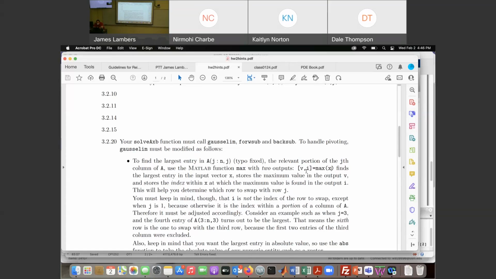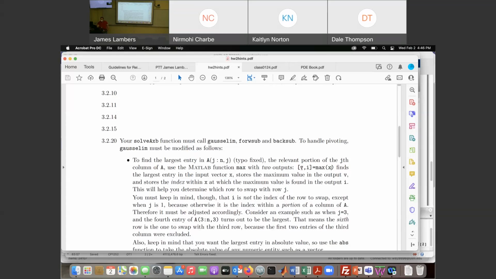But what you need to keep in mind is, when you are trying to determine which row swap to perform for column J, you are not examining all of column J. You're only looking at the diagonal on down. So you get an index from here. That is not the index of the row that you swap with row J. It has to be corrected or shifted.